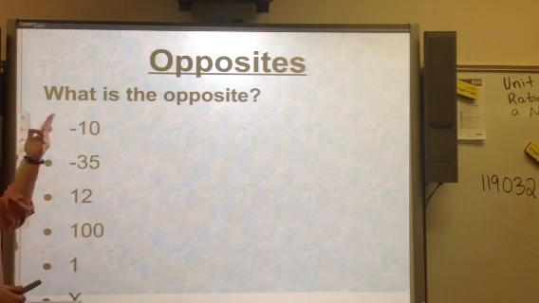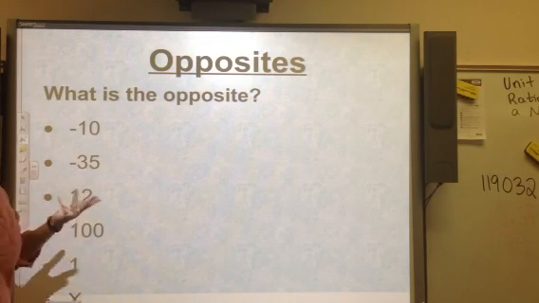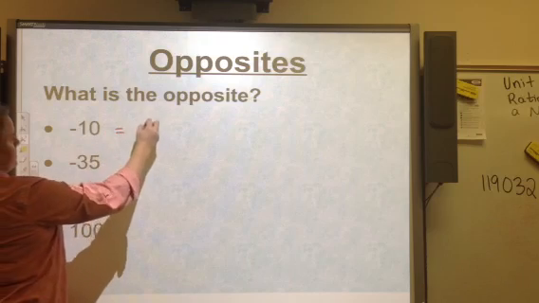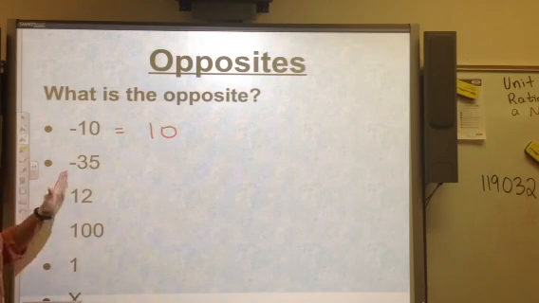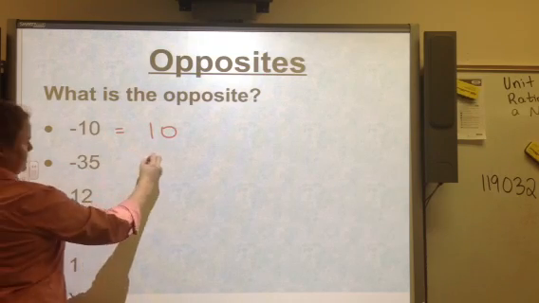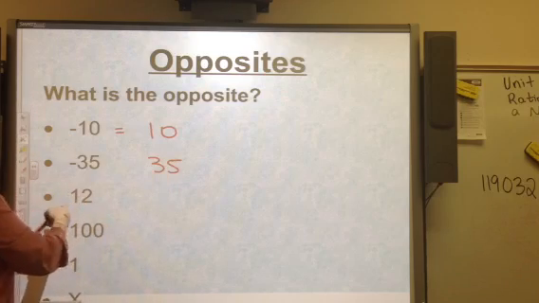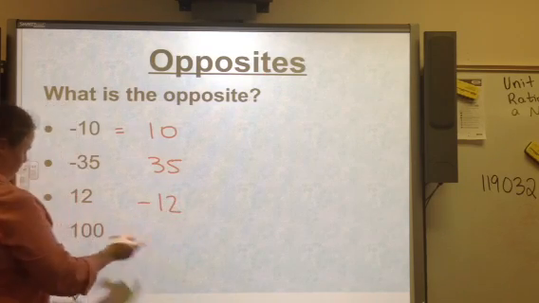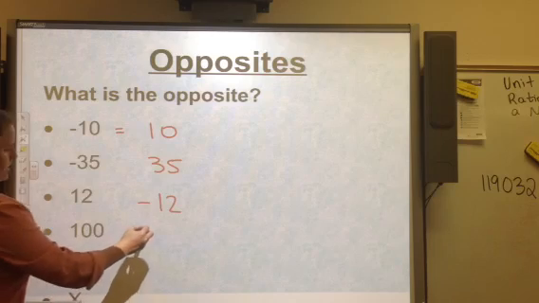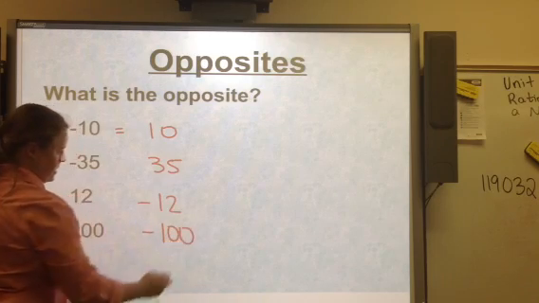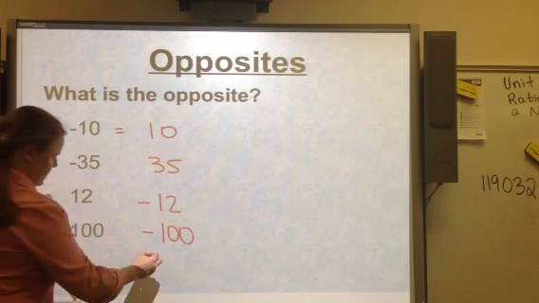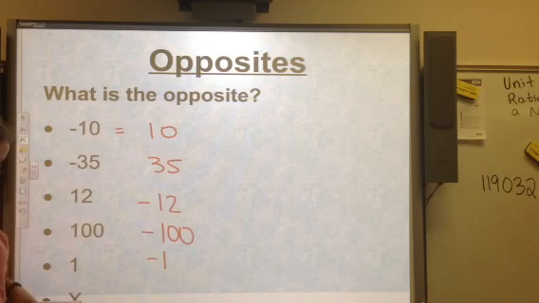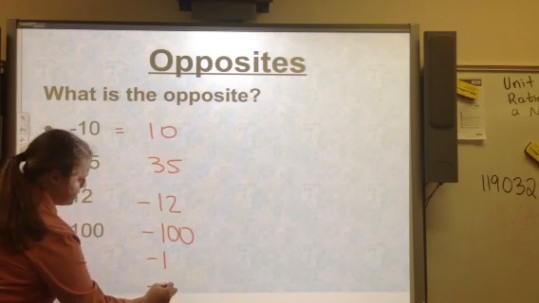And here's some practice for opposites. The opposite of negative 10, on the other side of the number line, is going to be 10. Opposite of negative 35, positive 35. Opposite of 12 is going to be negative 12. Opposite of 100, negative 100. Opposite of 1, negative 1. Opposite of x, negative x.